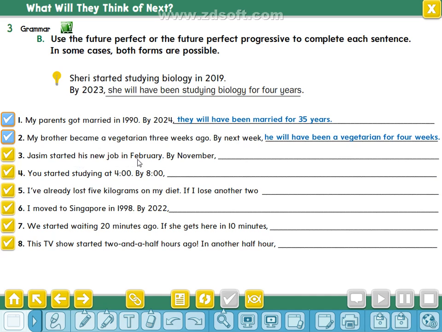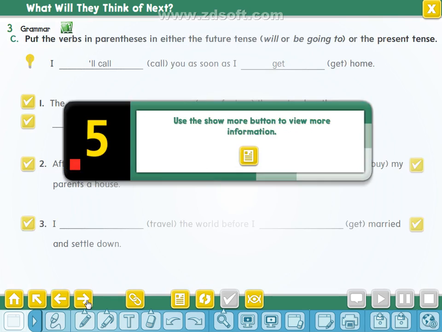Jasim started his new job in February. By November. From February to November, it's a period, the duration is 10 months. So we can say that by November Jasim will have been working there for 10 months. You started studying at 4. So we can say that by 8 you will have been studying for 4 hours. Excellent, my dear. Okay, I leave the rest of the sentences to do as homework. Let's turn to the next exercise.